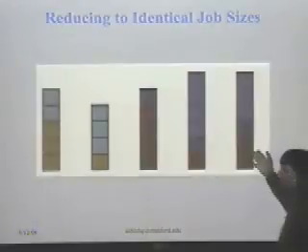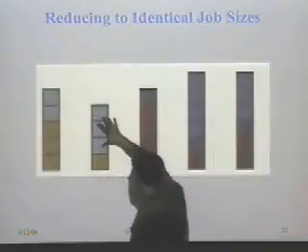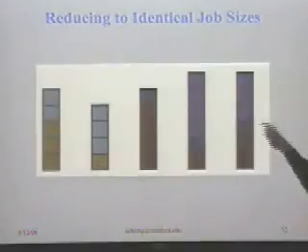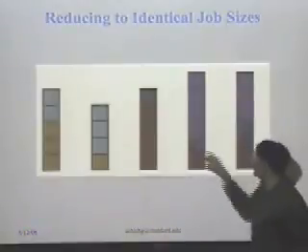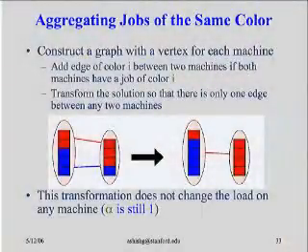Here's what a solution might look like. This might be a solution with alpha equal to 1, but it's fractional. The light blue jobs, 2 of them are here and 3 of them are here. The yellow are 3 here and 1 here. The red are split across 3 machines, the purple across these 2 machines, and the dark blue across these 3 machines. In order to reduce this to a good solution of the integer problem, I have to aggregate these same color jobs. So how do you aggregate jobs of the same color?